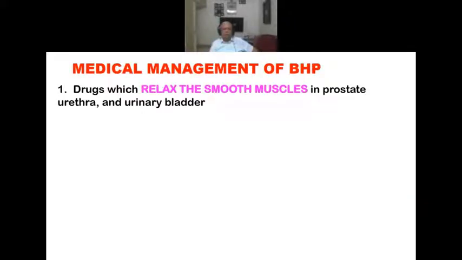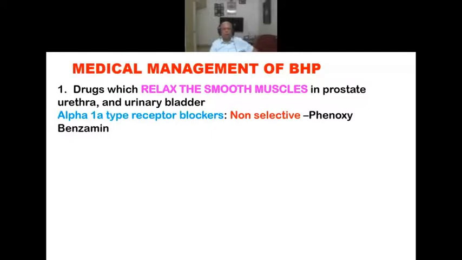Medical management of BPH. Initially, with small size glands and not much severe obstruction features, you try medical management. You relax the smooth muscles. I told you alpha-1 receptor is there for the urethra to constrict and relax. So you block that, alpha-1 receptor blockers. Non-selective phenoxybenzamine is there, but we don't commonly use that.